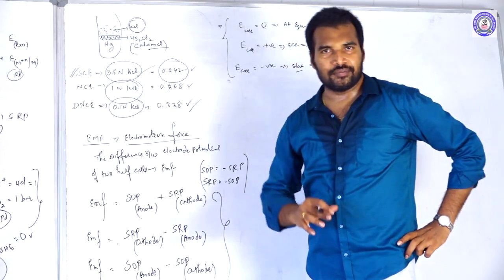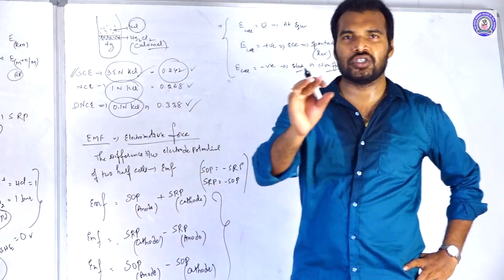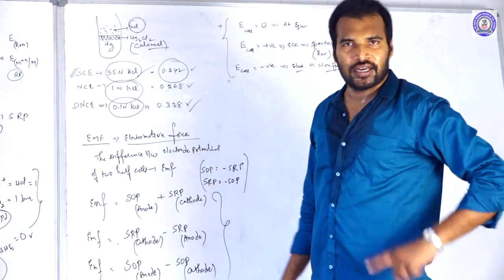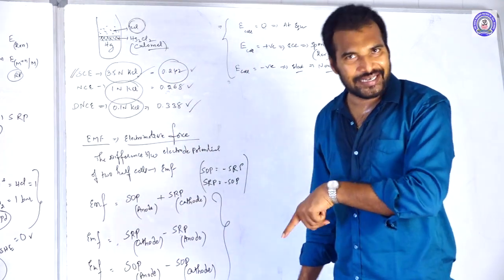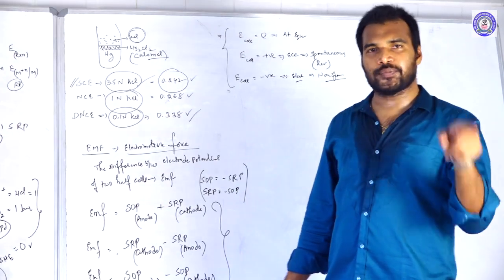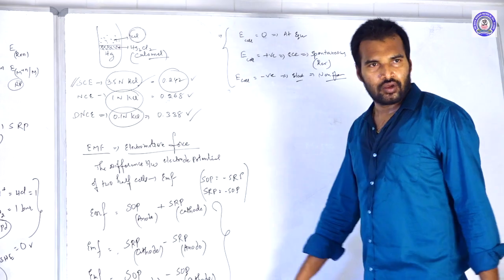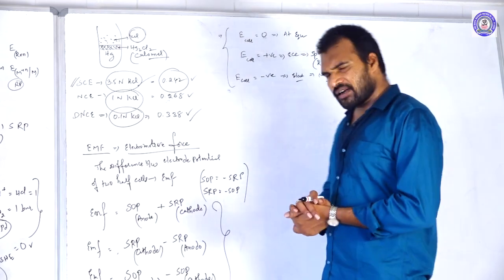After you calculate the EMF of the cell, if EMF of the cell is 0, that is at equilibrium, positive is spontaneous, negative is non-spontaneous. Negative means it is acting as an electrolytic cell, it is irreversible. Whereas positive means spontaneous and reversible. That's it. Okay. Next, you may get a doubt.